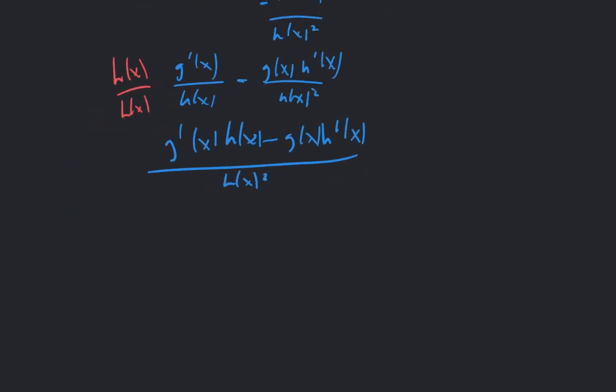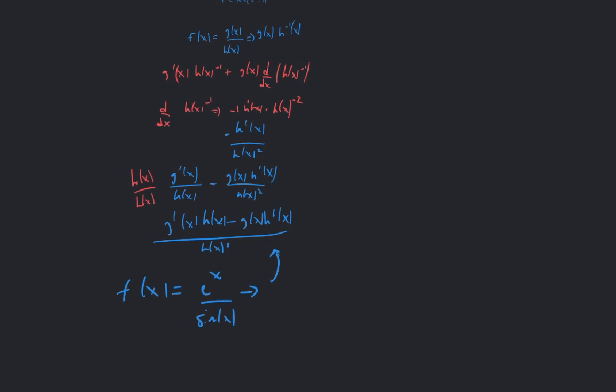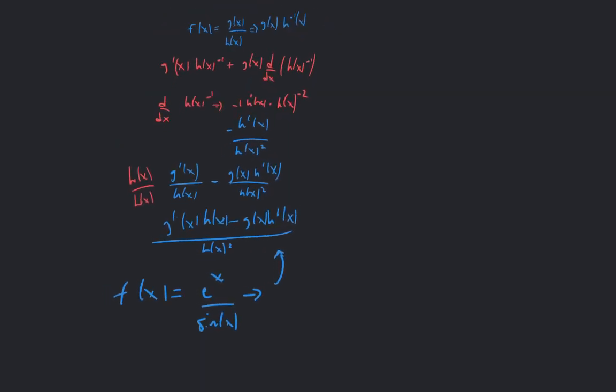Basically, if we're given a function, let's say e to the x over sine of x, we would plug in the values, not the values, but the derivatives and the actual functions into this equation, where the numerator is g of x and the denominator is h of x.